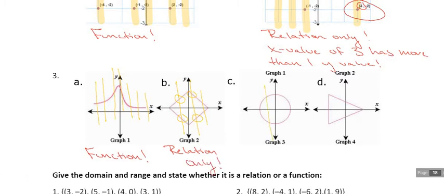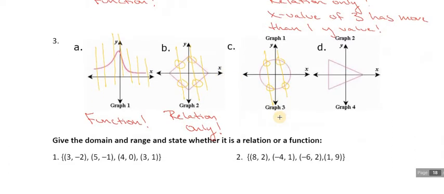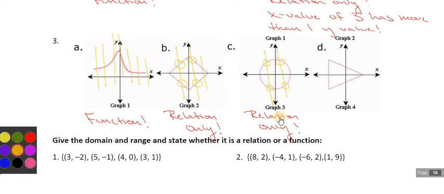C, these vertical lines, they're not the best vertical lines I've ever drawn in my life, but those vertical lines are hitting more than one point, so that is also a relation only, therefore not a function. And you probably are thinking the same thing about D. Any vertical line that we draw, we're hitting more than 1 point. We're hitting 2 points every time here. So this is also only a relation.